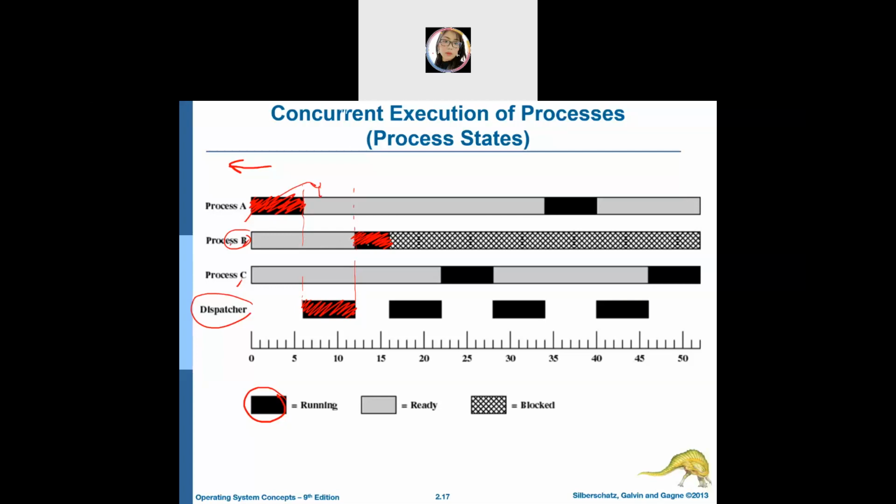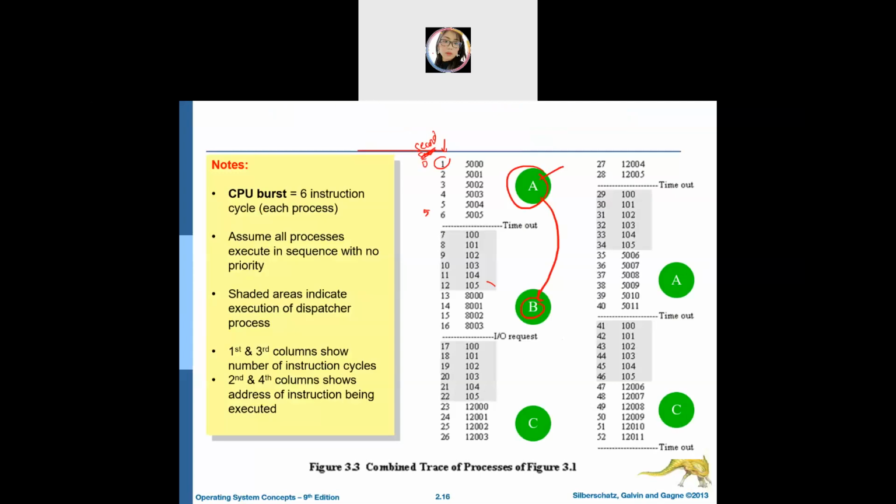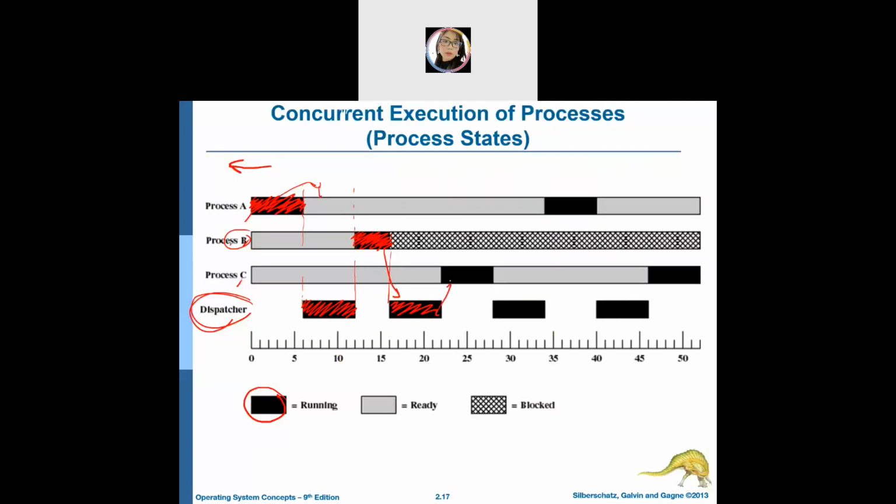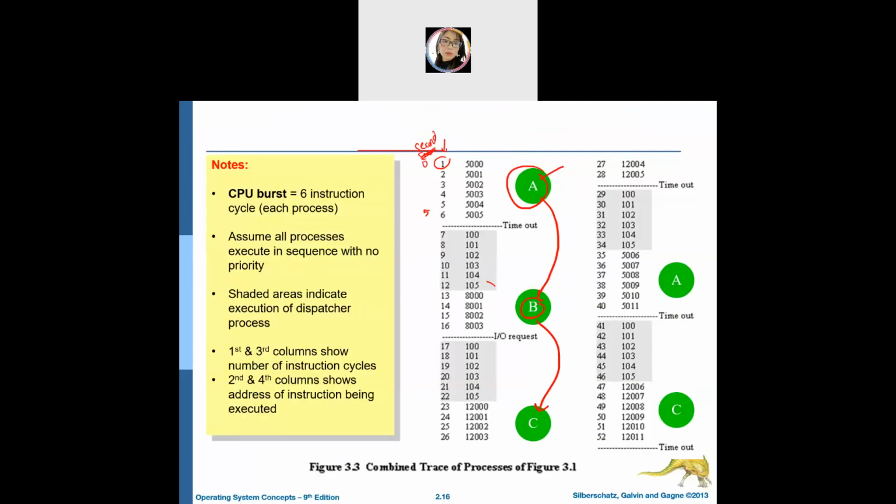After you finish your B here, you're going to run your dispatcher again. So this is taken later on by your dispatcher. After your dispatcher, you're going to run your program C. That's why you can see program C starting now. It continues. After C, you're going to go to the dispatcher again. After the dispatcher, you call A, and then B, similar to this process.